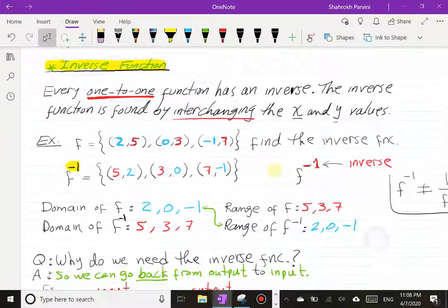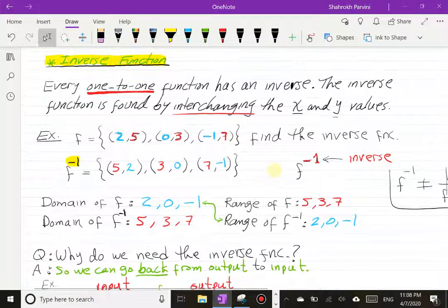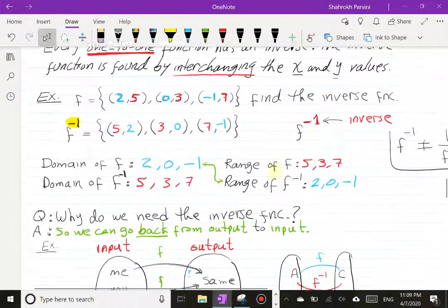Now, here I just pose a question: what's the big deal? Why do we even need to have an inverse function? The answer is simple. If we didn't have the inverse function, we would not be able to go back from output to input. Remember, a function usually has an input, and outcomes an output. That's how we always worked with them. Well, sometimes you may see an output and want to go back and see what was the input that produced it. Well, you can do that if the function is 1-to-1.